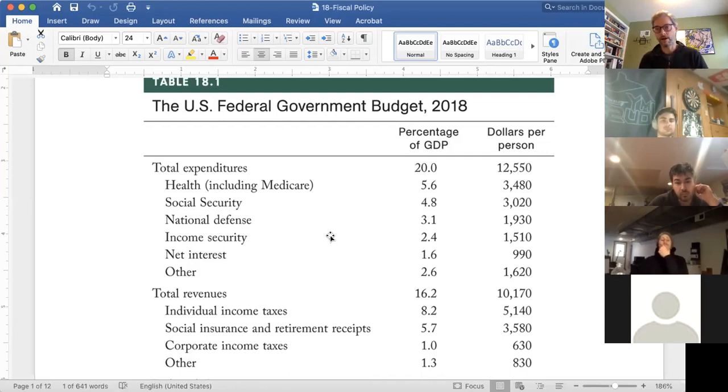But when you hear people say, oh, we need to cut government spending, but I don't want to cut Social Security, and I don't want to cut your Medicare, and we're not going to cut national defense. Well, if you're not going to cut Social Security, Medicare, or national defense, there's really just not that much left. Right? I mean, that's just the way it is.